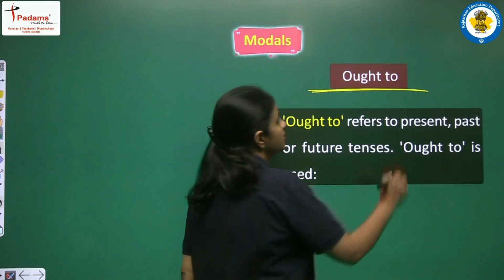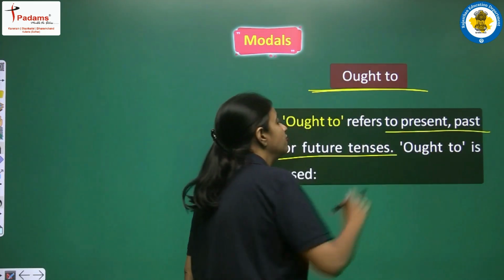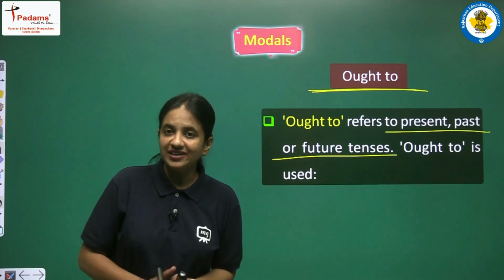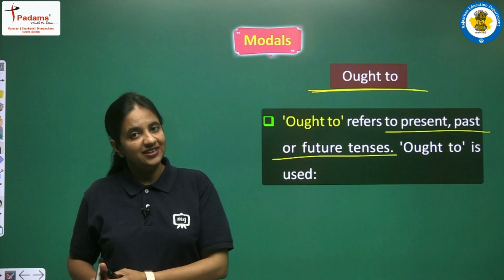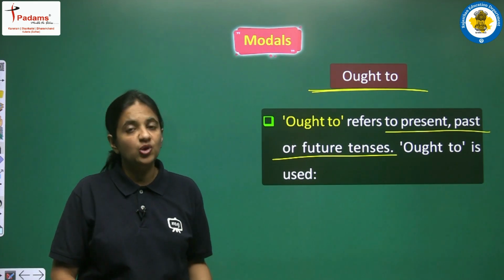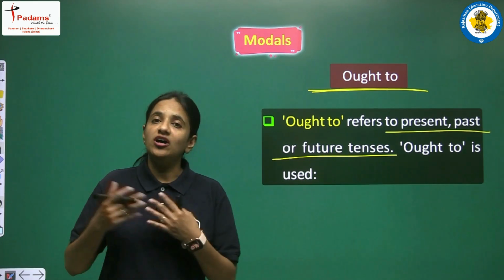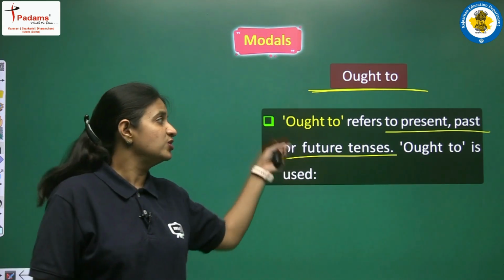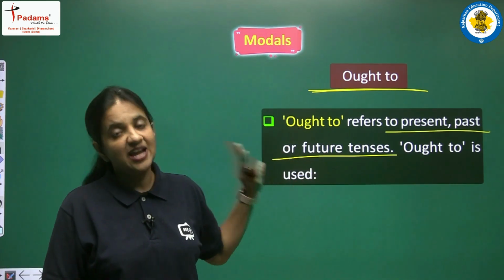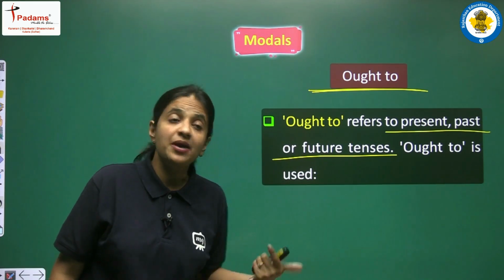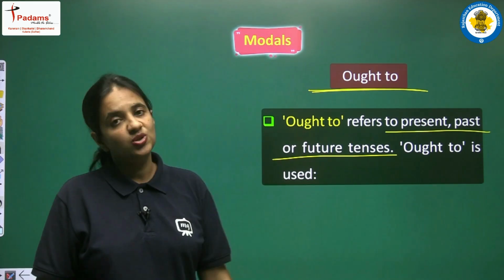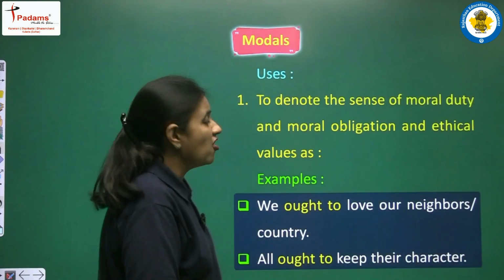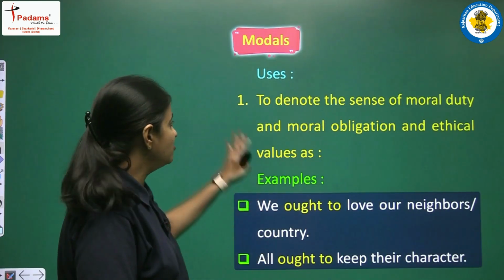Ought to refers to present, past or future tenses. So here we have a very important thing about ought to, and that is that this modal can be used in all the tenses, in all the times. Yes, it can be used in present time, in past time and in future time as well. Ought to is used for, and now we have the different uses, that is, how can we use ought to in a sentence. So let's see the first use.